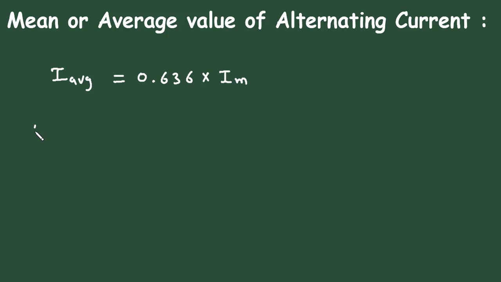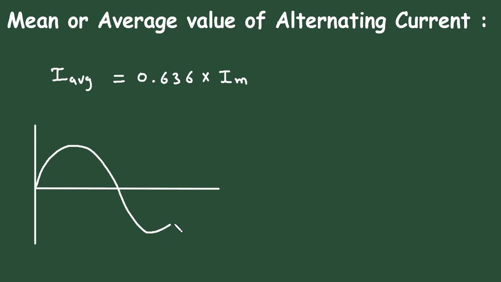So first of all, we know that the alternating current waveform is like this, and this is a sinusoidal waveform, and it is starting from 0 point, so it is a sine wave. Now this is the positive part and this is the negative part. On the x-axis this is time and on the y-axis this is current.